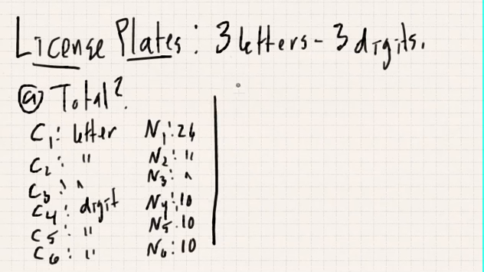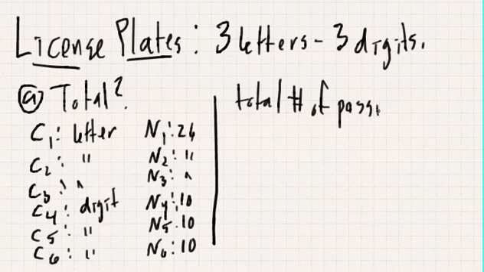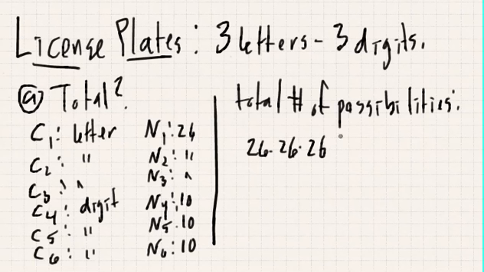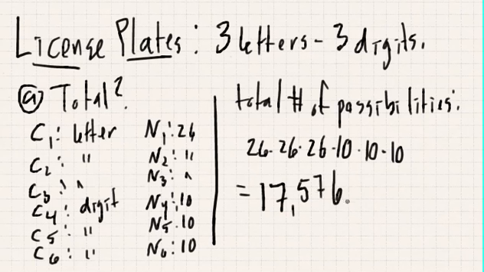And so the total number of possibilities is going to be 26 times 26 times 26 times 10 times 10 times 10. And what does this work out to? It's 26 cubed times 10 cubed. This gives the nice big number of 17,576,000. Okay, that's quite a few.